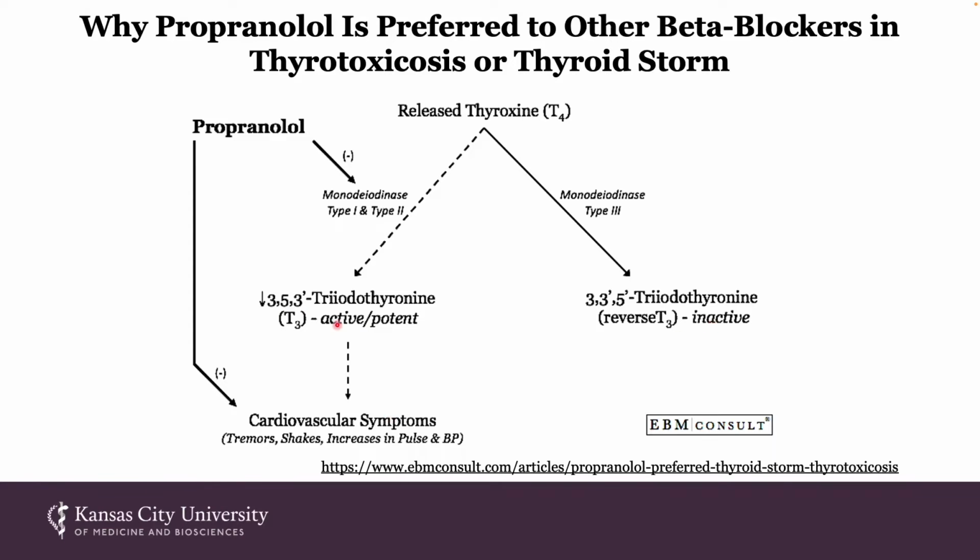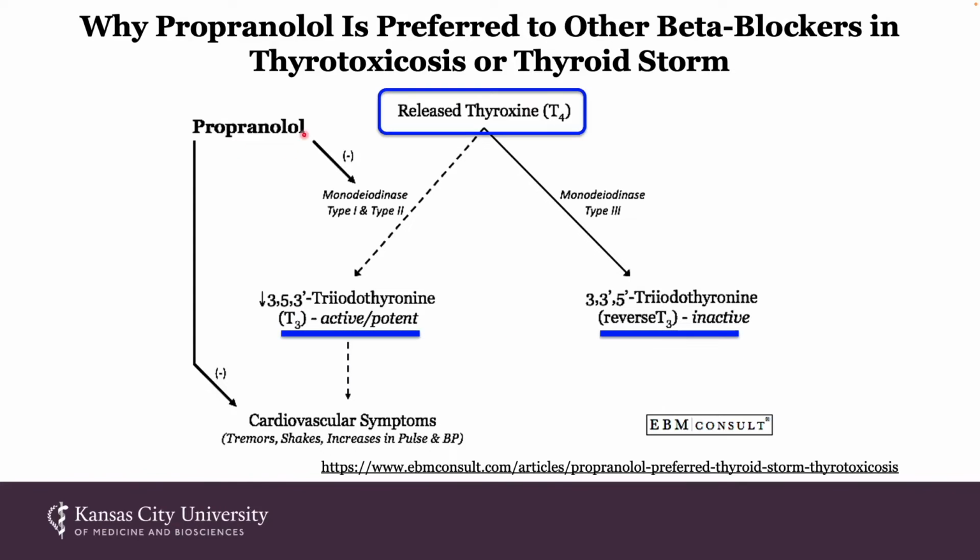active. In thyroid storm, an excess of T3 is produced that manifests in cardiovascular symptoms, to include tremors, shakes, increases in pulse and blood pressure. In other words, thyroid storm. That is the biology of thyroid hormone. Again, T4 is released from our thyroid gland and circulates in our system, and the conversion takes place through these enzymes when appropriate to produce T3 or reverse T3.